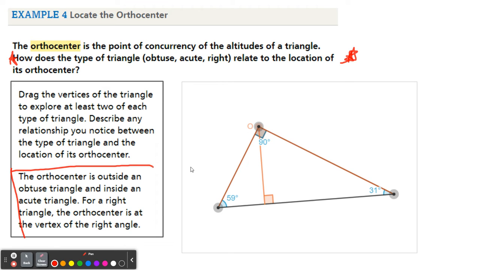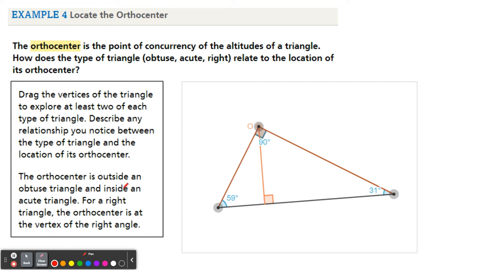So here's that summary. The orthocenter is outside an obtuse triangle and inside an acute triangle. For a right triangle, the orthocenter is at the vertex of the right angle. So very, very important idea here to remember. And again, I used Desmos geometry already to show you what the orthocenter would be.